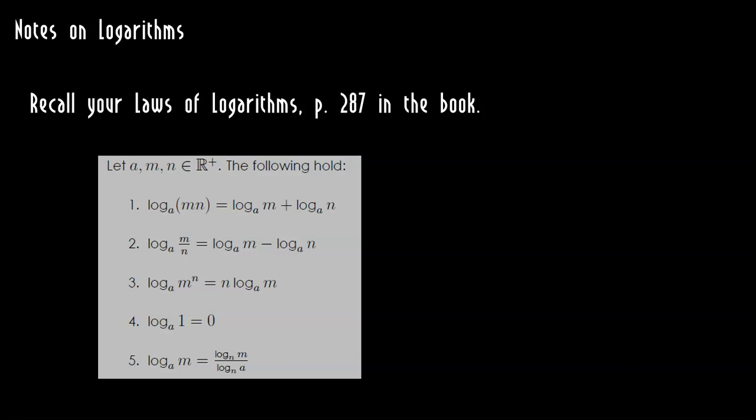I am getting tongue-tied. Log base a of 1 is of course equal to 0, and log base a of a is 1. If you want to change bases, something that's more convenient, log base a of m can be rewritten as log base n of m over log base n of a. Though typically, when you do this, you're using natural log, so you can plug it into your calculator.